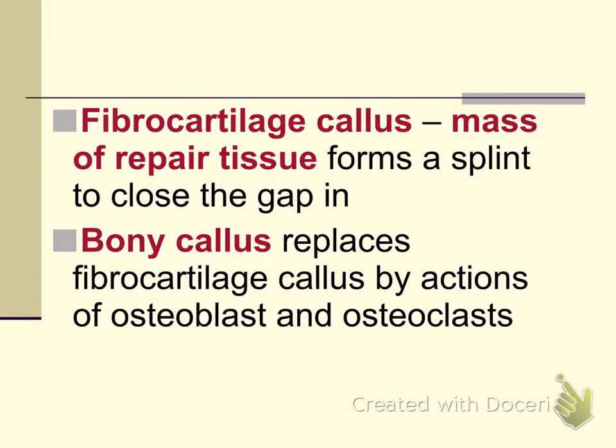Next, since the two bones are in pieces, what it needs to do is create a connection between the two bones, and that's what fibrocartilage is going to do. It's a temporary patch, like a band-aid, to keep the bones together. Then after that, the fibrocartilage callus is going to get replaced by a bony callus, which is a lot tougher and more stable than the fibrocartilage callus.